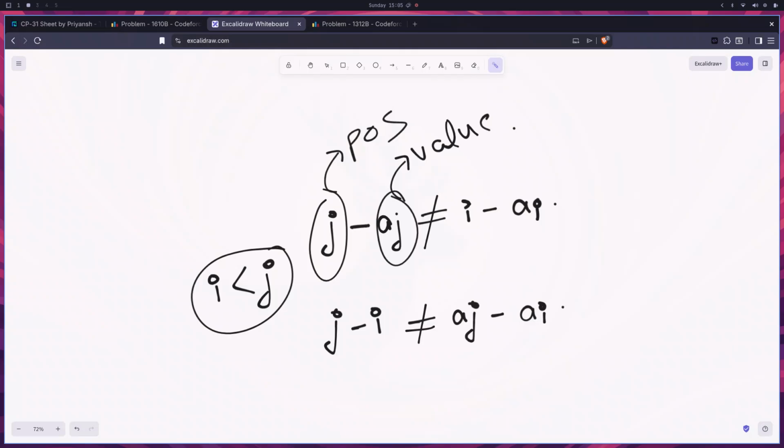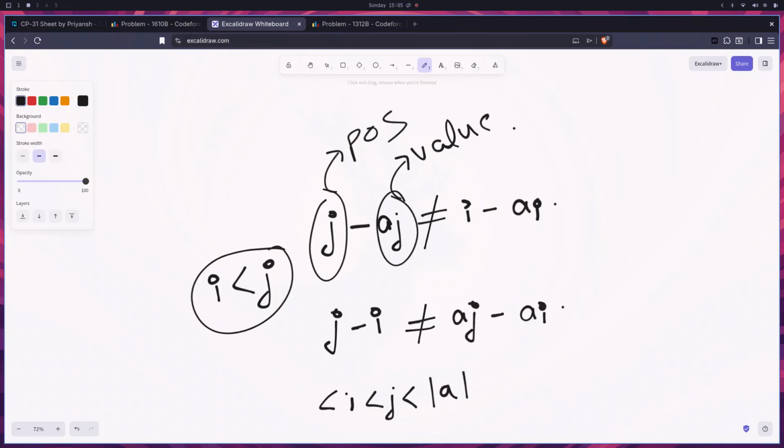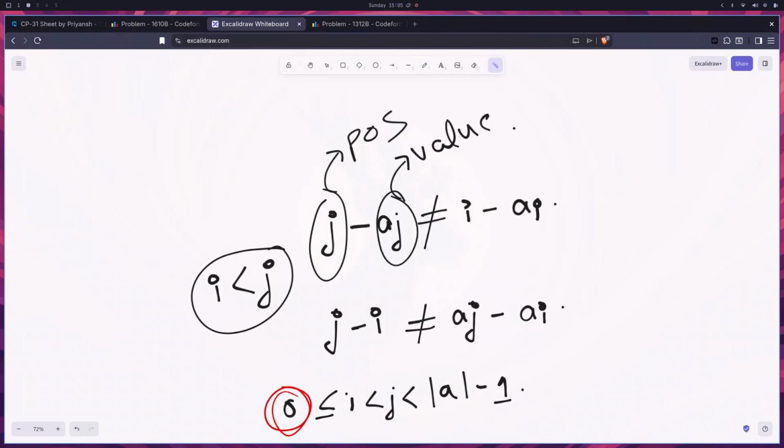And j and i belong from the first position till the last position of the array. These are indices directly, so index 0 till the last index. For all these different pairs, this condition should be valid. So how can we proceed?